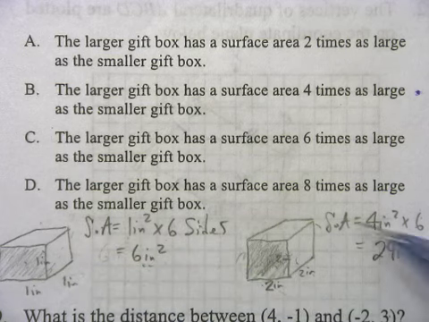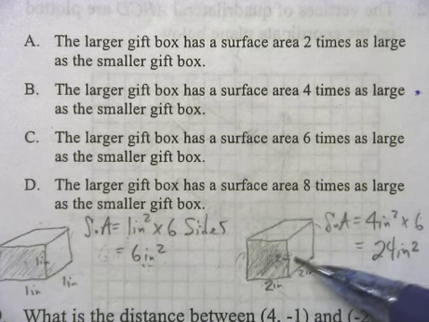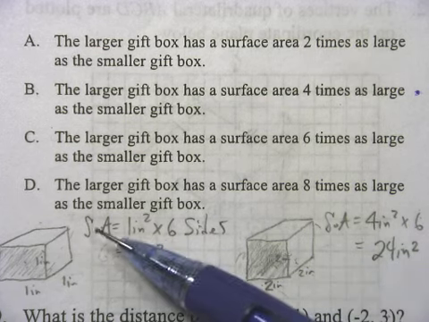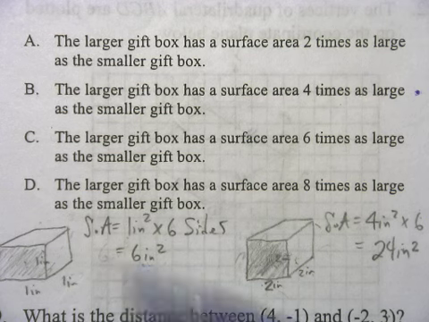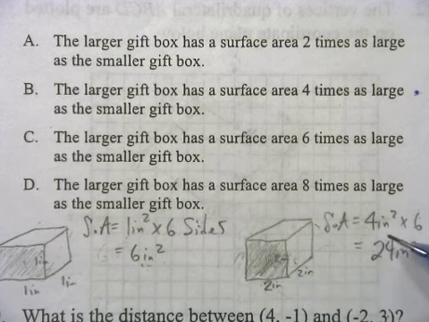But remember, you got to draw the pictures. You got to input your own numbers. Draw the second picture. Put the numbers that correspond to the scenario. If it's twice as big, then I made all the numbers twice as big. Then I solved the surface area of this rectangular prism. Then I solved the surface area of this rectangular prism. And I just compared them.